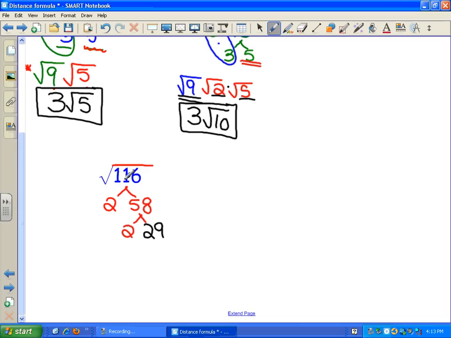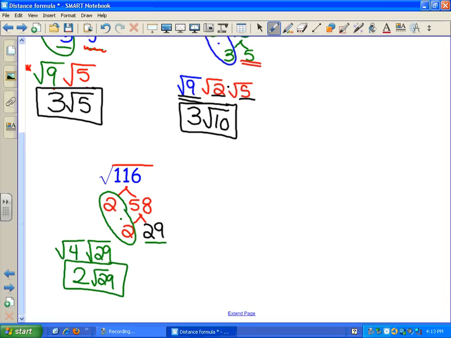I look for groups of 2. So there's a group of 2, and then this 29 doesn't have a partner. So 2 times 2 is the square root of 4, and then I have the square root of 29. The square root of 4 is 2. I can't take the square root of 29, so it stays in the radical since it's not a perfect square, and my answer is 2 square roots of 29. So there you go. That is how we simplify radicals.